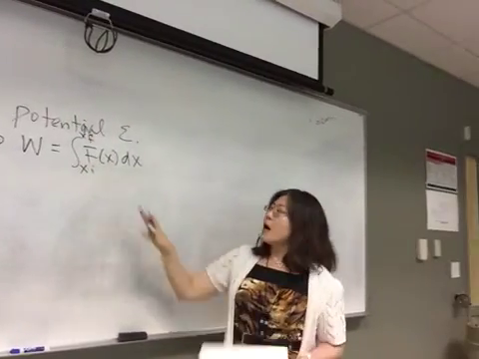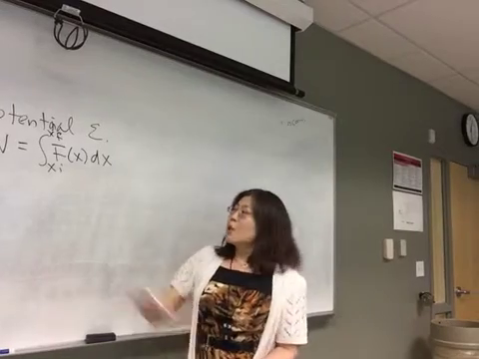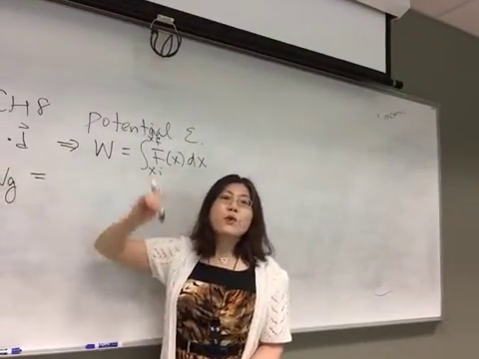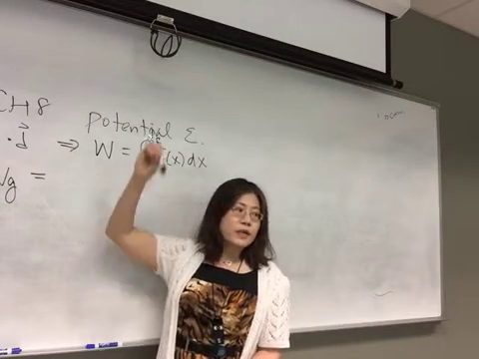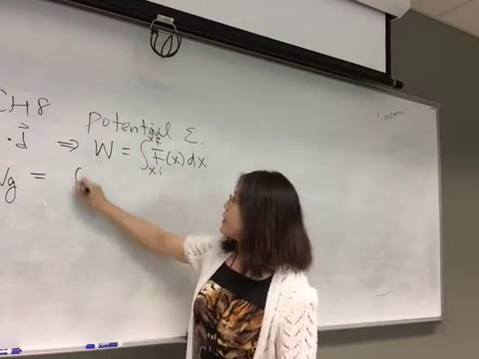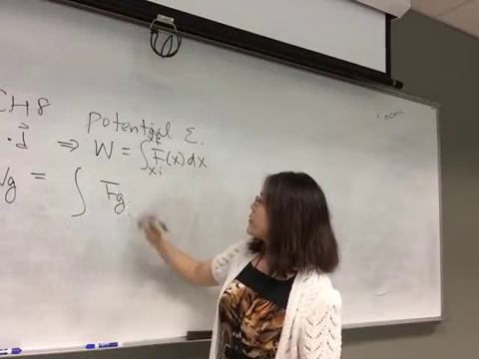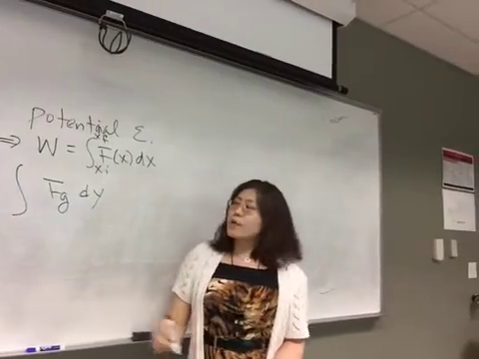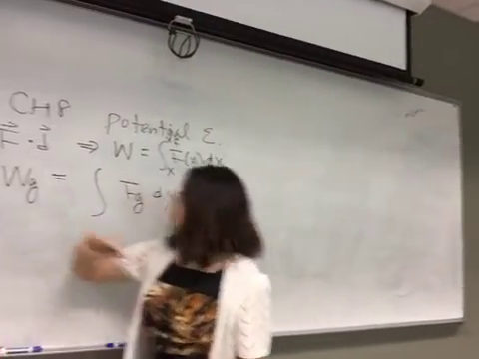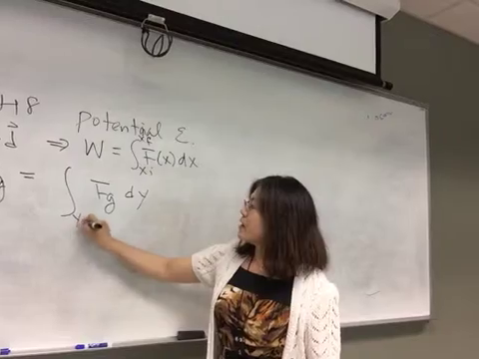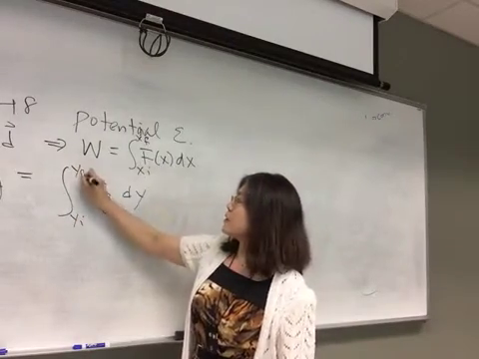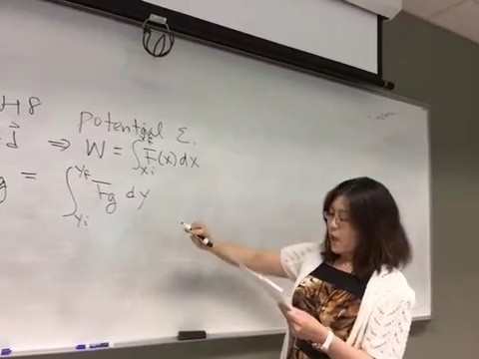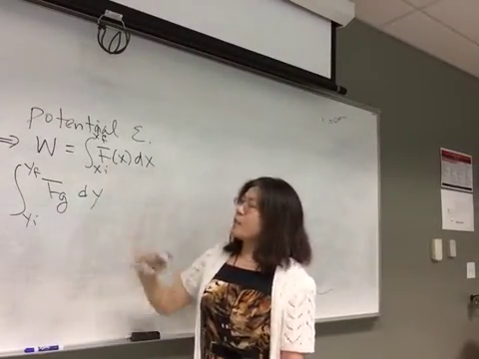So this is the work done by the force. We can use this definition to find the work done by gravitational force when the vertical displacement is changing. Now what we have here is your Fg and then your dy. Instead of using dx, we use dy because we're going to move in this direction, from the initial position to the final position. So this is the work done by gravitational force.